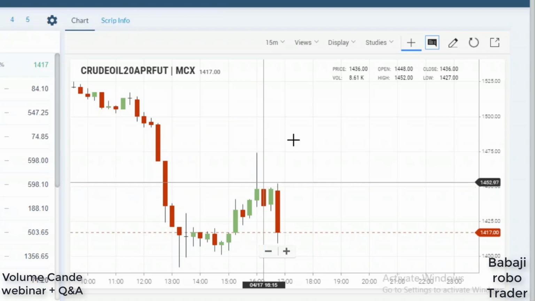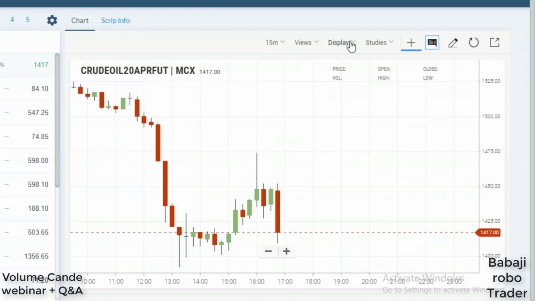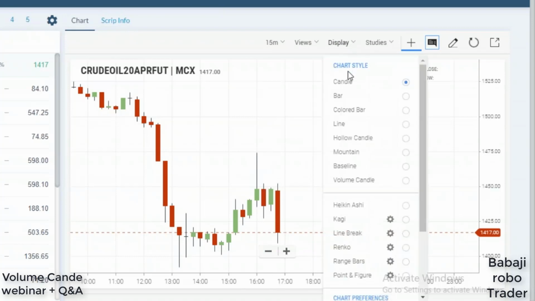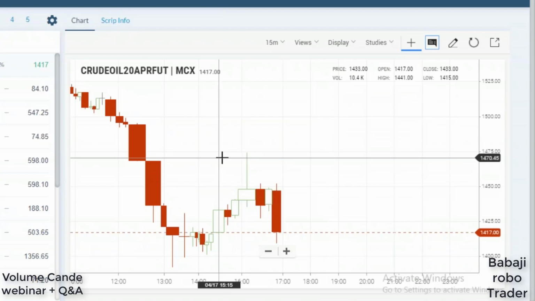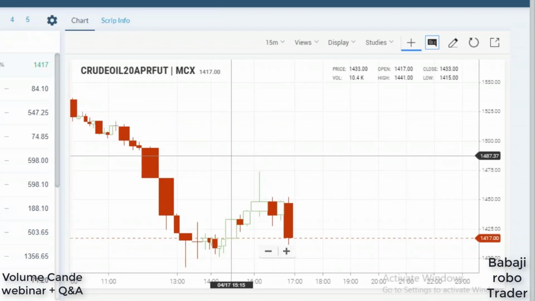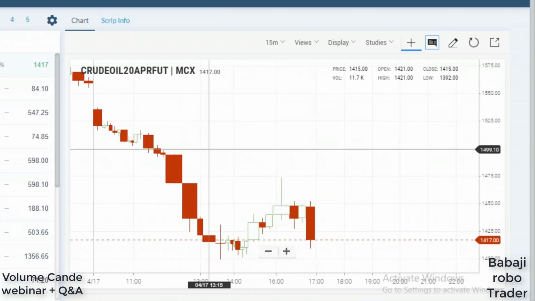Okay, so now we're moving to the volume candles. The first thing is that in the display we are changing to the volume candle. So here we can see this beautiful picture with the volume. Previously we saw the candle separate and the volume separate. Here in the chart with the candle we are adding the volume.